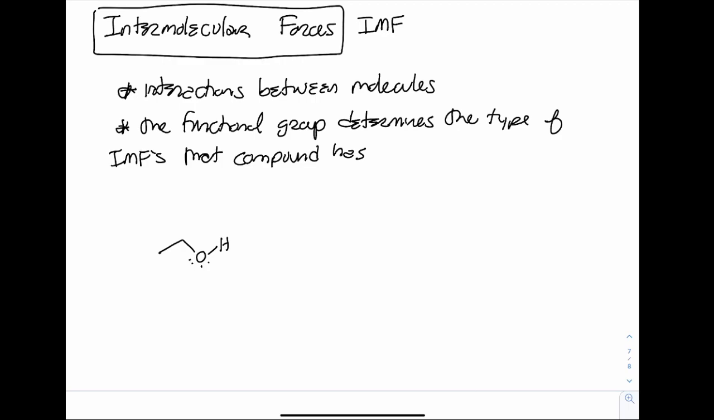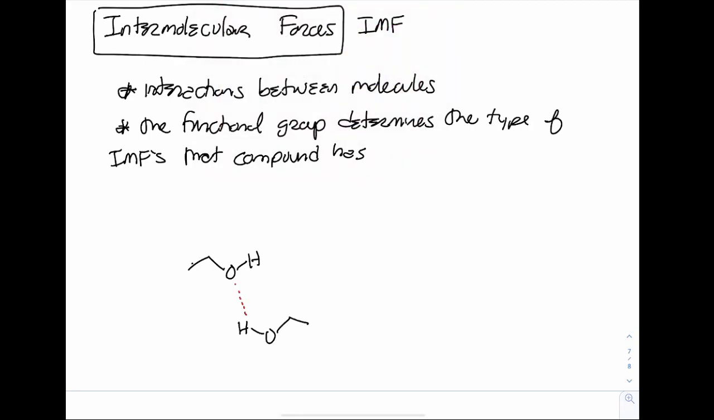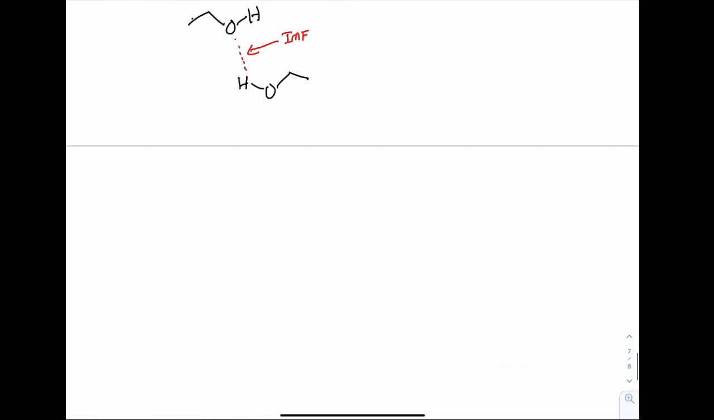So again, the connections between particles in our substance. Now that I erased it, I'm going to draw it back on the iPad. But what is the connection that holds one of these to the neighbor? So the red dotted line, these are my intermolecular forces. The bonds within the alcohol itself, those are my covalent bonds. So intermolecular forces, the connections between molecules. So we're going to look at three main types.